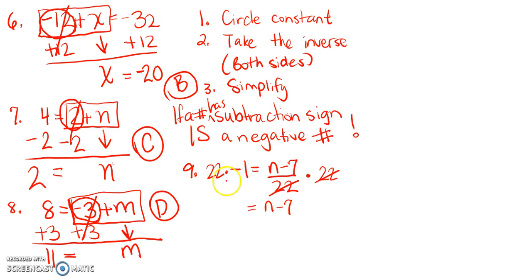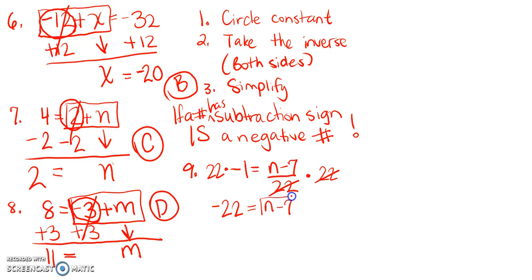So 22 times, this is a multiplication sign, not a decimal. 22 times negative 1 gives me a negative 22. All right, now I can solve this like a regular one-step equation. We solved a lot of these, 6 through 8, the same way, so we can do that here.